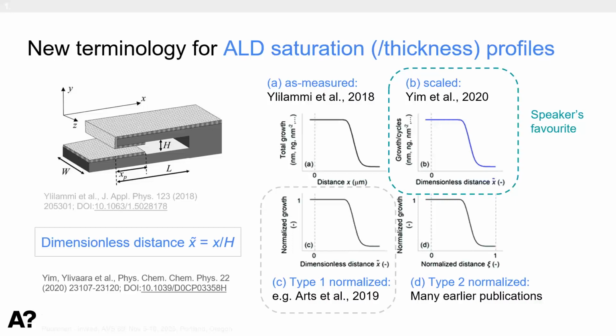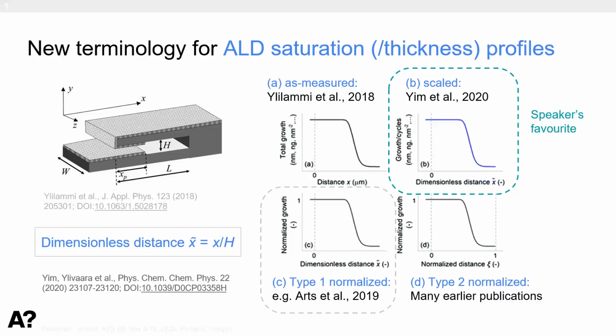And for me, this has been actually difficult to understand because it's covering so much under those normalizations. And another way that is a little bit more understandable in my view is what I call the type 1 normalized saturation profile. So here you have on the horizontal axis the dimensionless distance, so the physical distance divided by the channel height. So that's not normalized, it's scaled. But then the total growth has been normalized so that you start from 1 at the entrance.